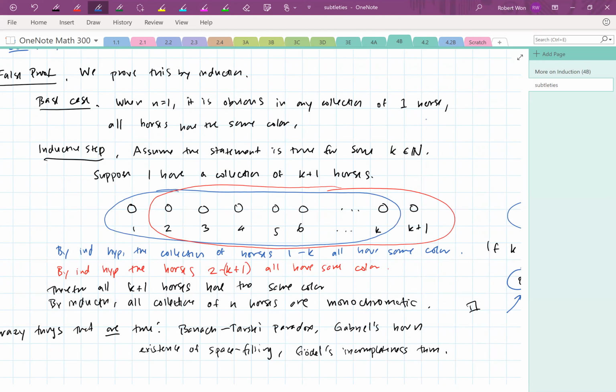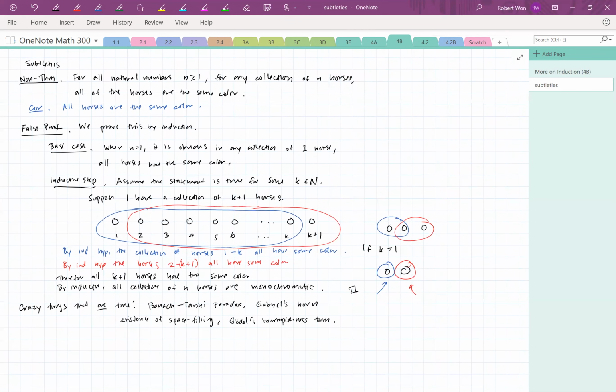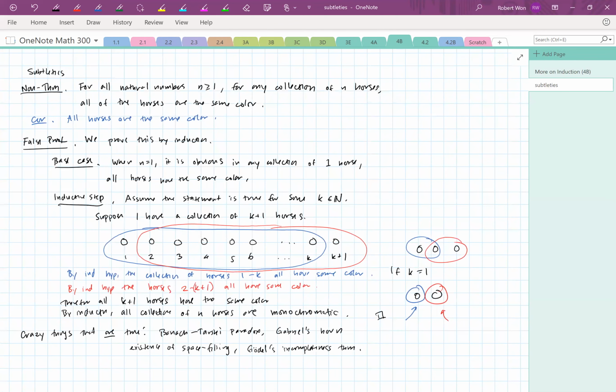Basically, this example is the most famous example of subtleties in proof by induction. Everybody, as soon as they learn induction, should see this example and figure out what went wrong. So I hope you did that. I trust that many of you did.